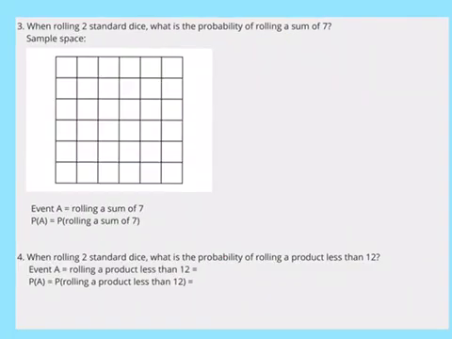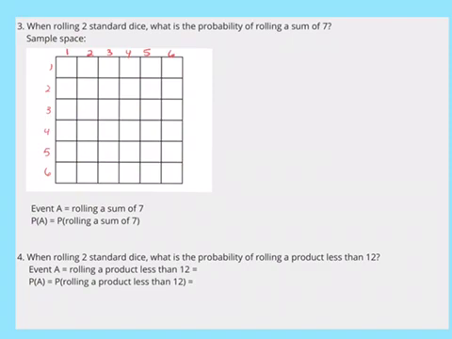One more example here. We're going to take a look at rolling 2 standard dice and trying to determine the probability of rolling a sum of 7. To figure out the sample space of 2 standard dice, we know the possibilities for 1 standard die would be 1, 2, 3, 4, 5, 6. The same is true for the second die: 1, 2, 3, 4, 5, 6.